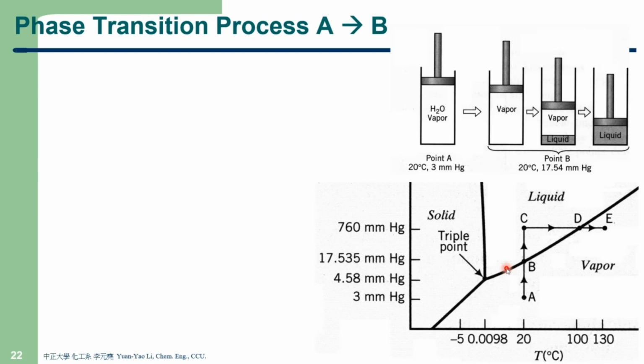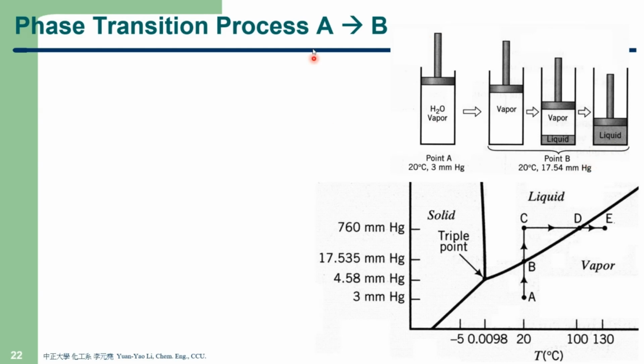Okay, so this is the phase diagram of water, of H2O, and we start to imagine from point A to point B, from B to C, from C to D, from D to E. What's going on? Can we describe these points with these conditions? Yes, we can. So let's do it.